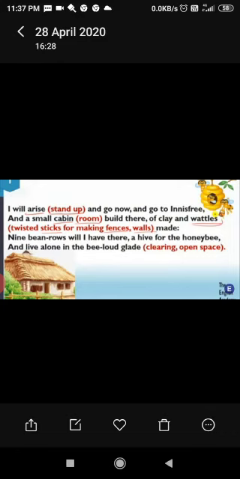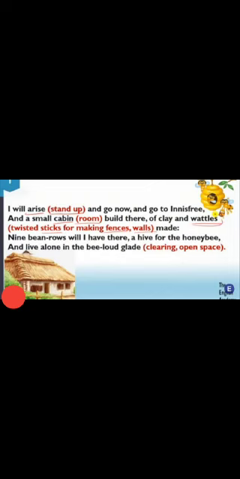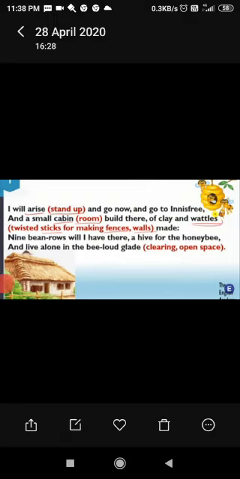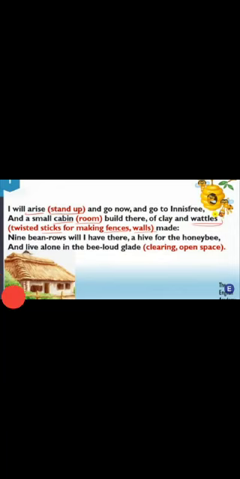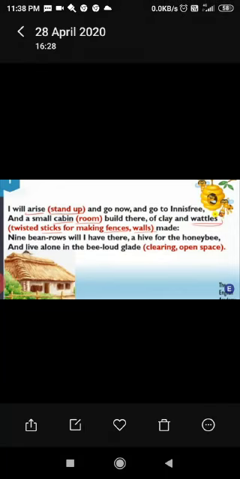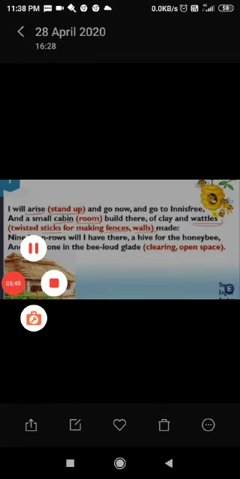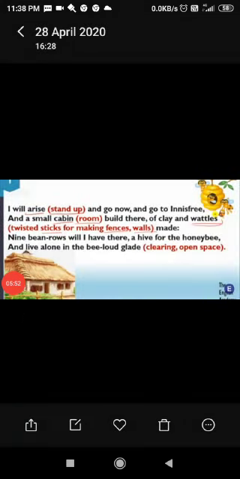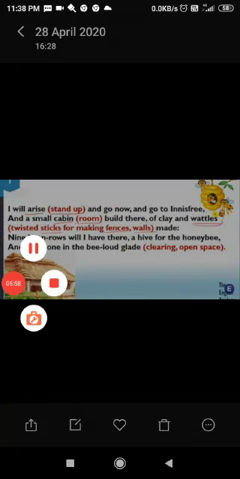As I told you, glade means open space. Bee loud means the buzzing sound of the bees. So the open space where he will build his room will be full of the buzzing sound of the bees, and over there he will live all alone in peace and tranquility. Tranquility means peace, silence. He does not want any interference or disturbance. He wants to live all alone there.